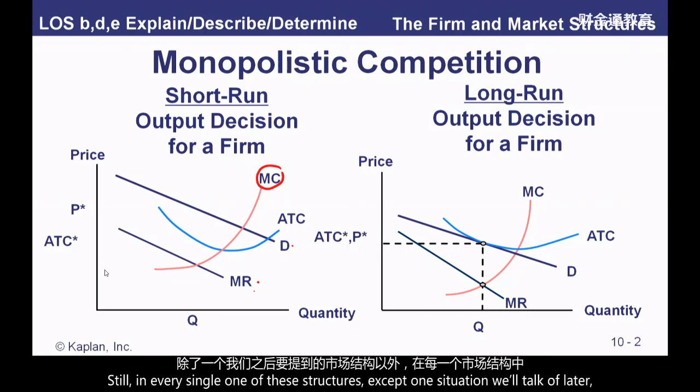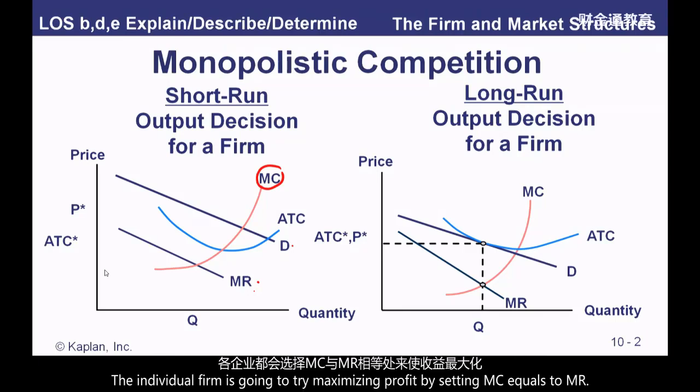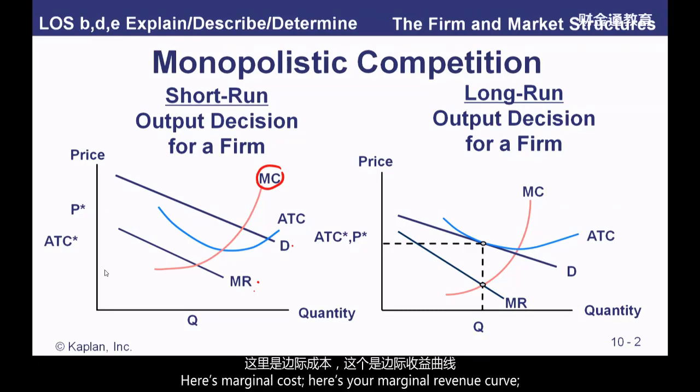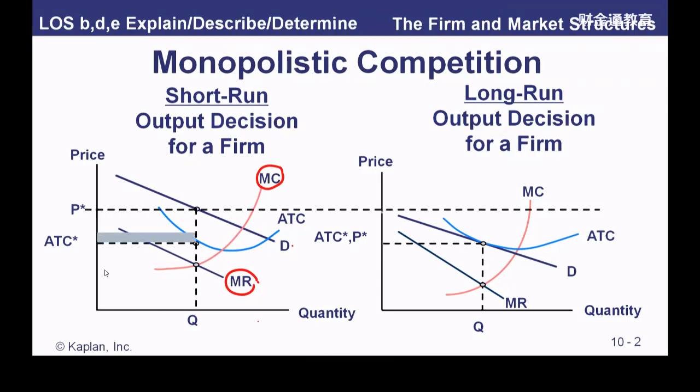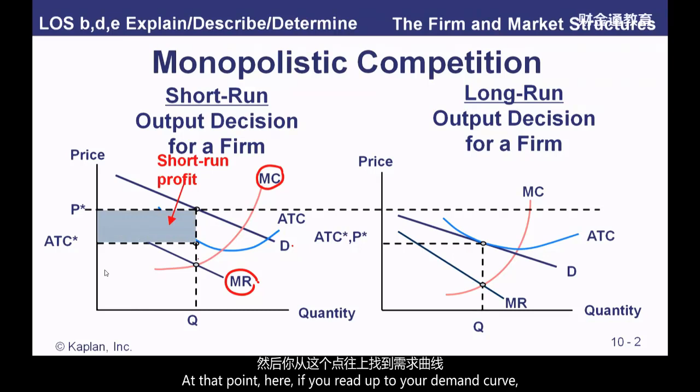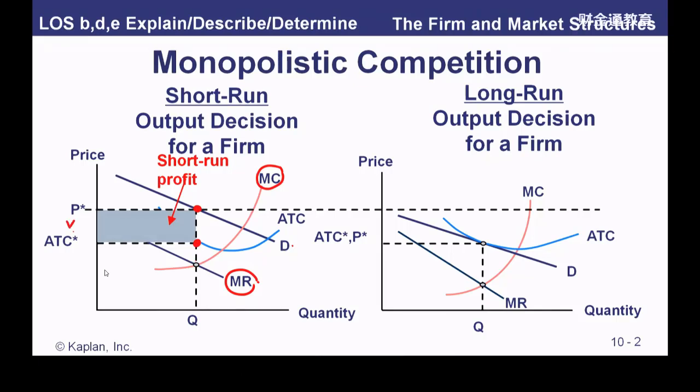Still, in every single one of these structures, except one situation we'll talk of later, the individual firm is going to try and maximize profits by setting MC equal to MR. Here's marginal cost. Here's your marginal revenue curve. There is your decision to maximize profits. So the firm will produce at Q. At that point, if you read up to your demand curve, is your price. We can see in blue the average total cost curve. There's your cost. Hence, we are making profits. Price is greater than average total cost.